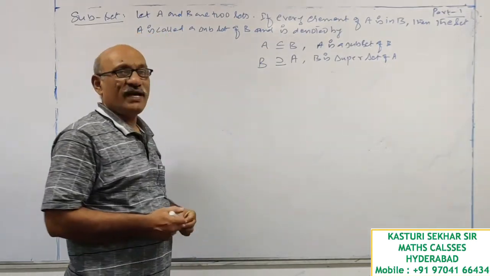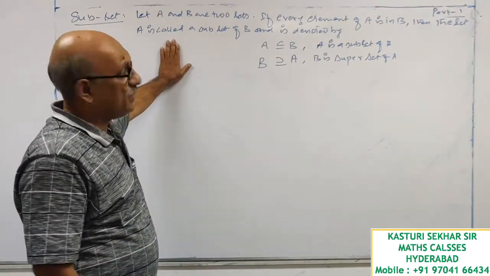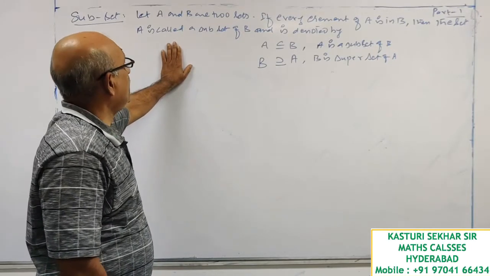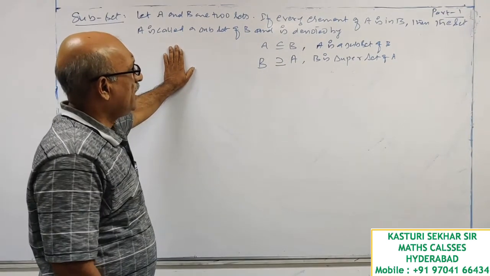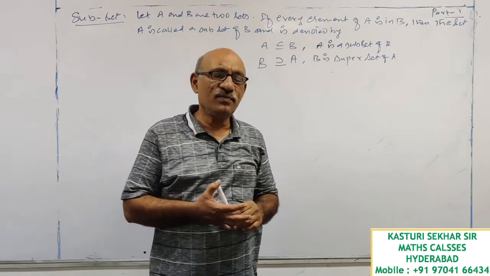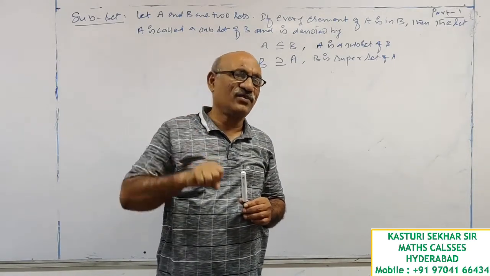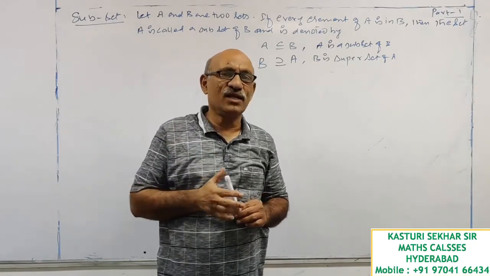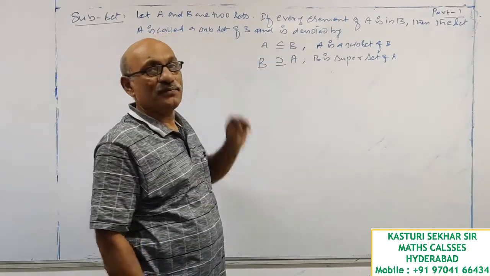One more time I am explaining this. I have two sets A and B. If every element of A is in B, then the set A is called a subset of B and is denoted by A is a subset of B. This is the presentation. Basically, I have a set B. From this some elements are selected and the selected elements are represented with another set A. Then every element of A is in B.